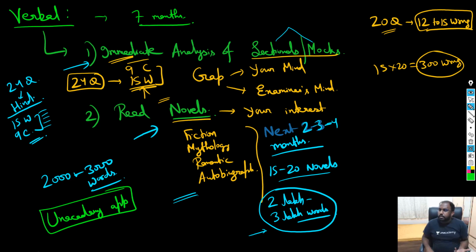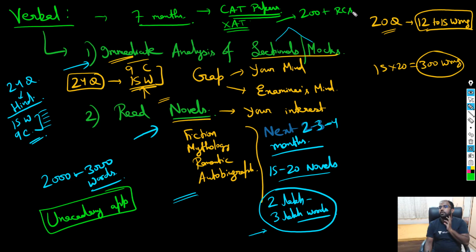Read a lot of books in quant. You can buy the Quantum CAT book or some good coaching material. In LRDI, you can focus on previous year mocks, and in verbal you can again focus on previous year mocks and previous year CAT papers. If you ask me for a source for verbal, previous year CAT papers are the best source to prepare, because in CAT and XAT papers of previous years, you'll find at least 200 plus good quality RCs. They are really good quality RCs for practice.